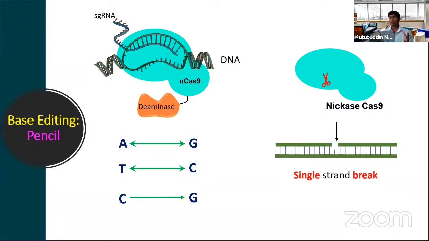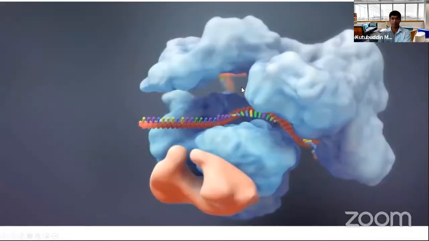Cas9, I told you, is like a postman that has two scissors, but with nCas9, if you take out or snatch one scissor from that postman, it has only one scissor left. And this Cas9 is called nickase Cas9. So it is able to make a single-strand break, not a double-strand break, because it does not have two scissors, it has only one scissor, okay? So now this nCas9 has been used for base editor development.